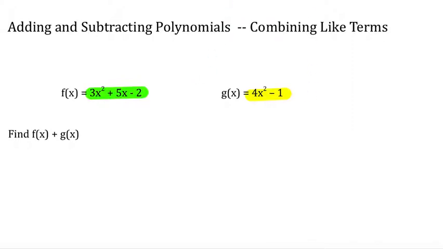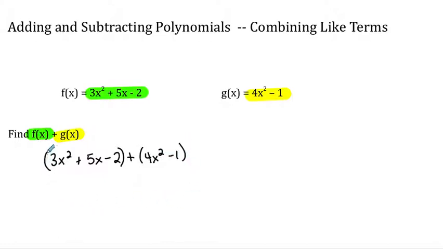So if I think about that in terms of combining them by adding them, f of x plus g of x, I'm just going to replace f of x with this expression that it's equivalent to, and I'm going to replace g of x with this equivalent expression. So if I combine those, I would have 3x squared plus 5x minus 2. And I'm going to take that entire expression and I'm going to add it to 4x squared minus 1.